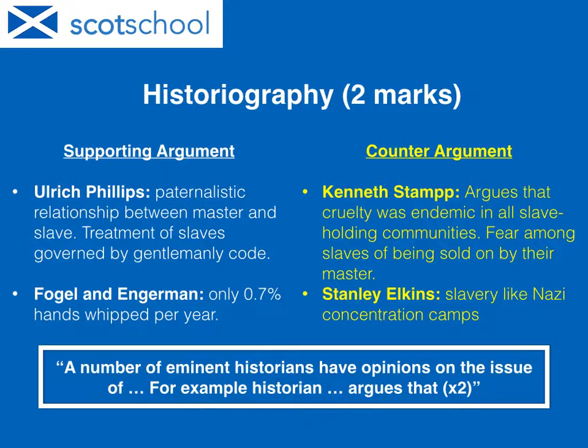So I've given an example of some historians that support the argument and try and challenge the argument, but all you need is 2 historians, and that will gain you the 2 marks. So again, we have a framework of how to answer that. A number of eminent historians have opinions on the issue of, just repeat whatever is said in the question. For example, the historian such and such argues that, and you do that twice and you'll gain your 2 marks.